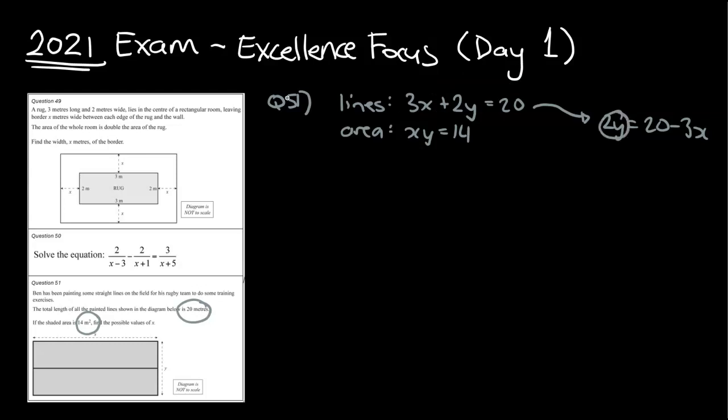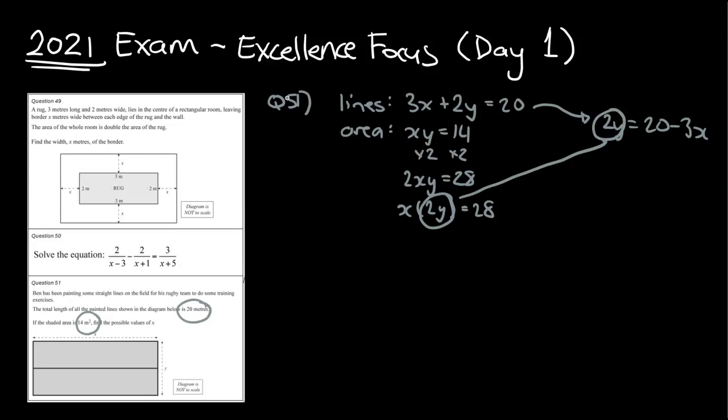And because I had 2y as the subject, what I did here was I doubled everything. So if I multiply this all by 2, that gets me 2xy is equal to 28. And the reason I wanted to do that is because 2xy is the same as x times 2y, which will be equal to 28. And I liked this because I can take out the 2y and put in my 20 minus 3x. And that's what I did afterwards. So that's the end of my working and my substitution: 2y going away, 20 minus 3x going into its place.